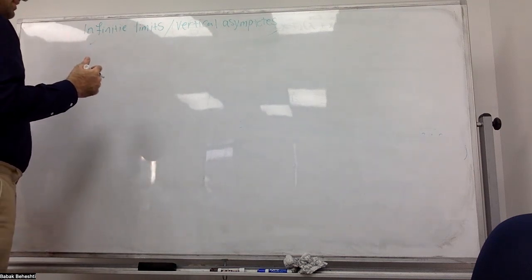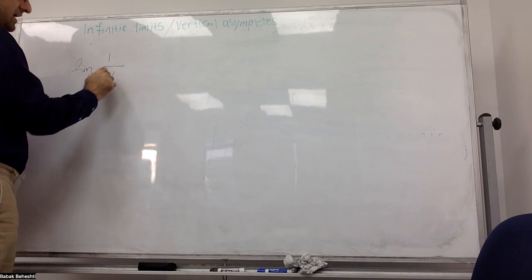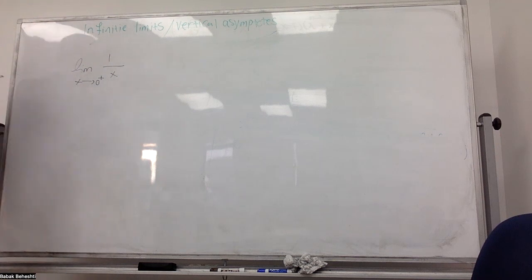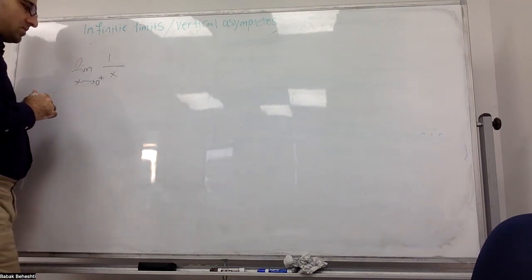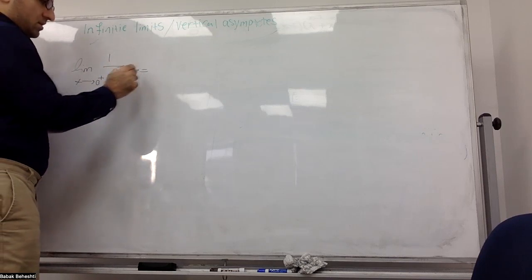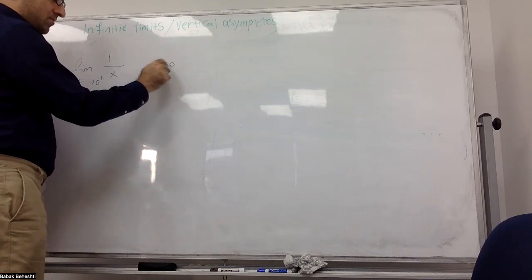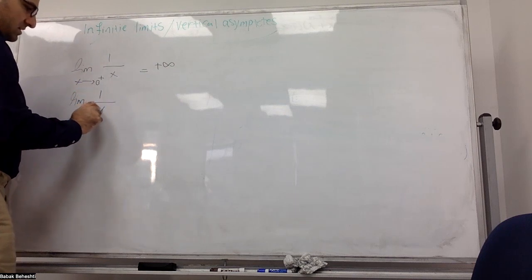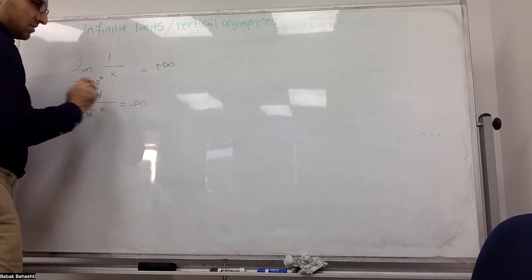A typical example of an infinite limit is the limit of 1 over x, x goes to 0. But here we have to separate right and left limit. Because the limit of 1 over x, x goes to 0 plus, which is 1 over 0 plus, is plus infinity. And the limit of 1 over x, x goes to 0 minus, is minus infinity.